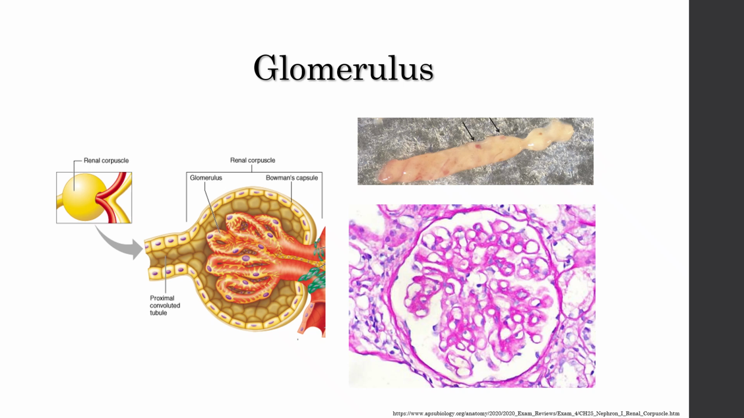Okay? Damage to glomerular basement membrane, we get proteinuria. Damage to capillaries, we get hematuria. In immune complex deposition, we get inflammation. Okay? If you see protein in urine, think glomerulus first. Tubules don't filter proteins, glomeruli do.